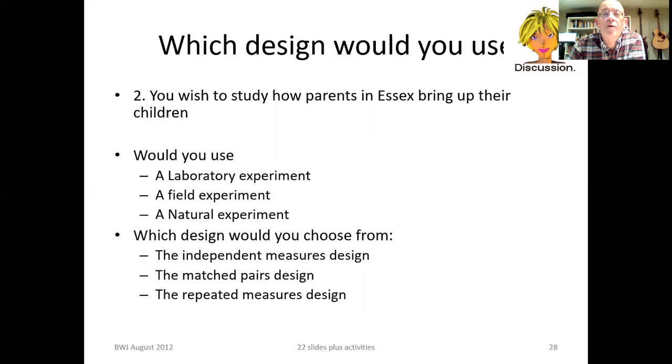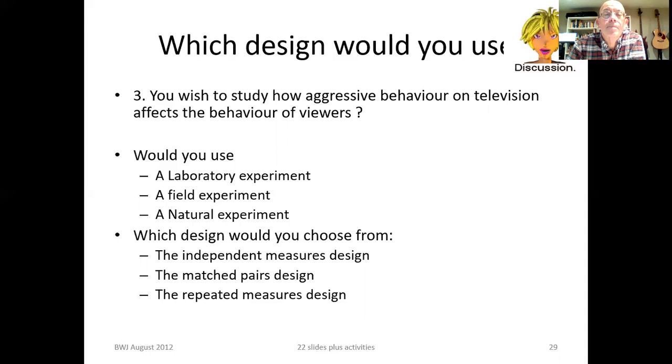We should study how parents in Essex bring up their children. What kind of experiment would you use? And which design would you use? Again, aggressive behavior on television. How does that affect people's behavior? Again, choose what kind of thing you think would be most appropriate. Pause these as we go.